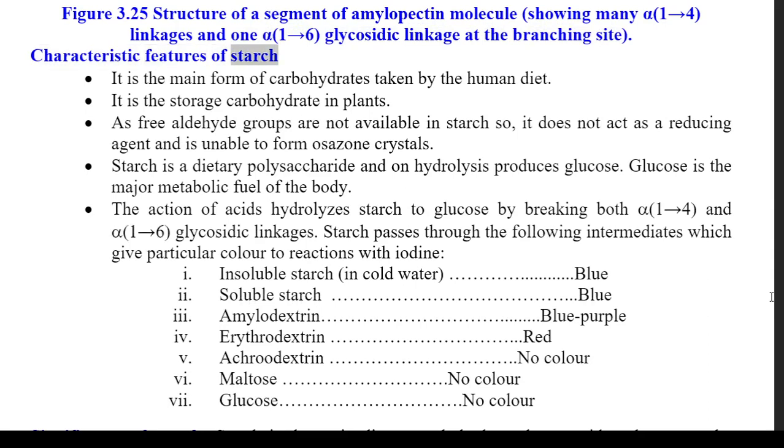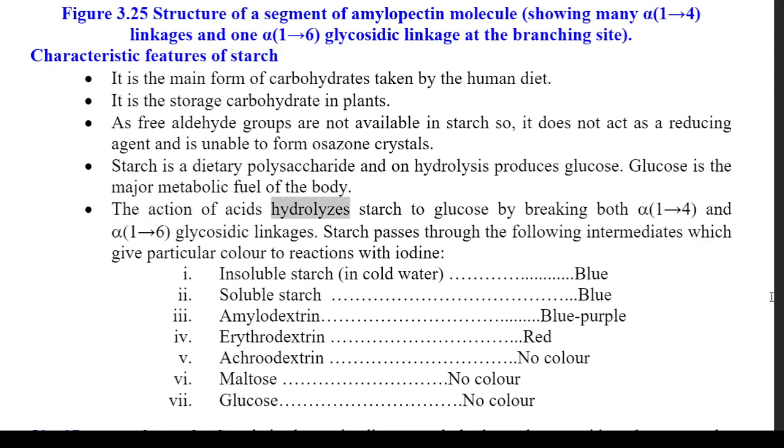Characteristic features of starch. It is the main form of carbohydrates taken by the human diet. It is the storage carbohydrate in plants. As free aldehyde groups are not available in starch, it does not act as a reducing agent and is unable to form osazone crystals. Starch is a dietary polysaccharide and on hydrolysis produces glucose. Glucose is the major metabolic fuel of the body.